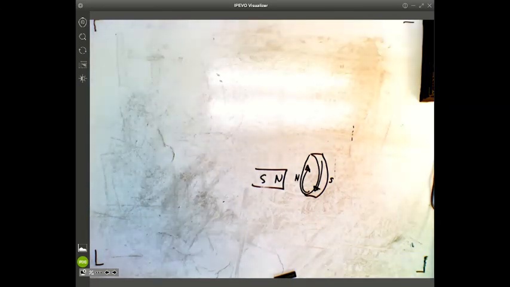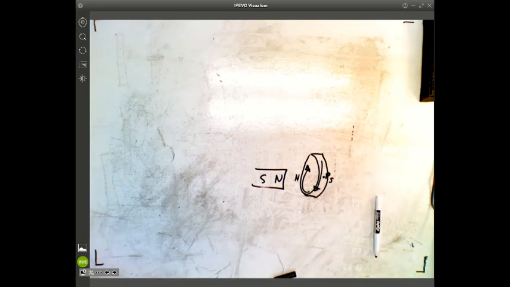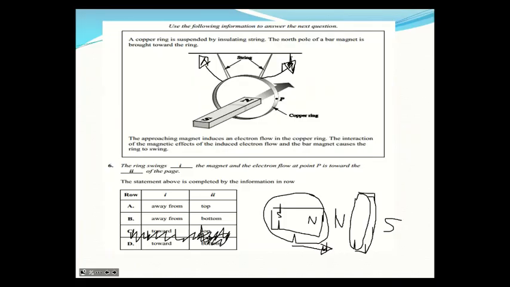Okay, and point P is right here. So at point P, it's going to be moving downwards towards the bottom. It moves upwards here, and it moves in a circle. So B is the correct answer.